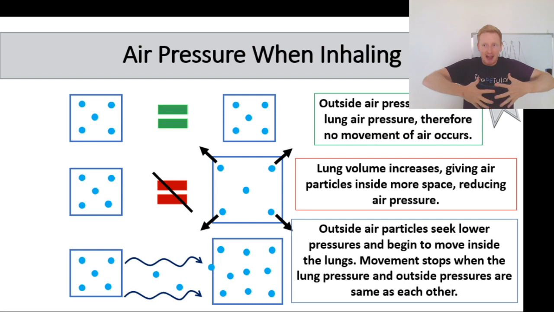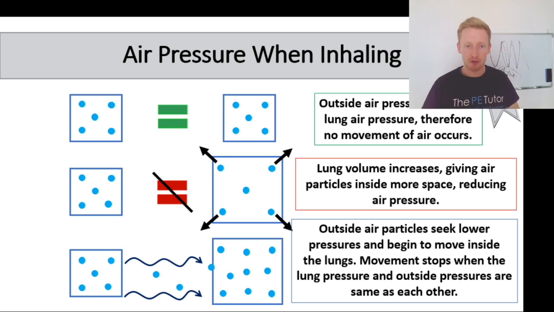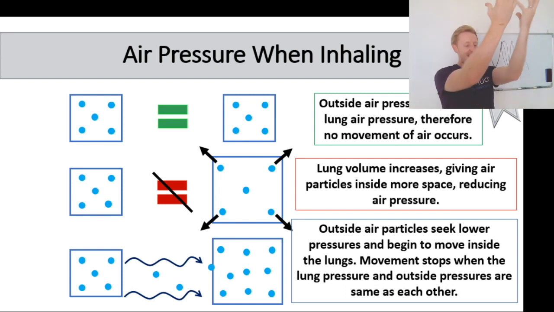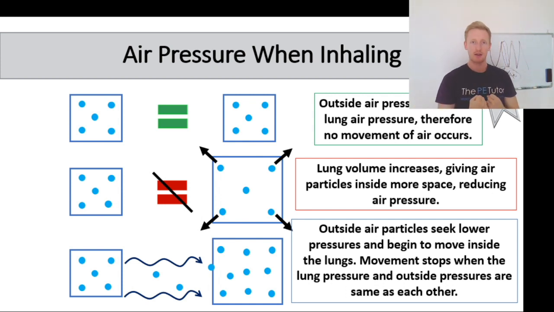We expand that thoracic cavity by pulling the rib cage up and out, using our external intercostal muscles, by flattening our diaphragm. We increase the volume, we drop the pressure, air is invited in. Because air moves from high pressure to low pressure.